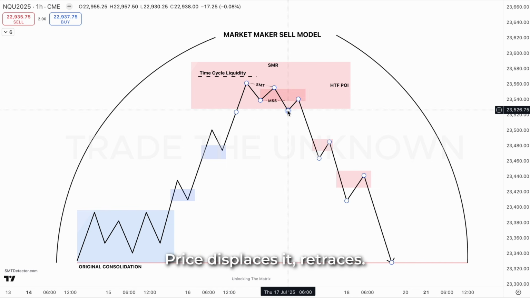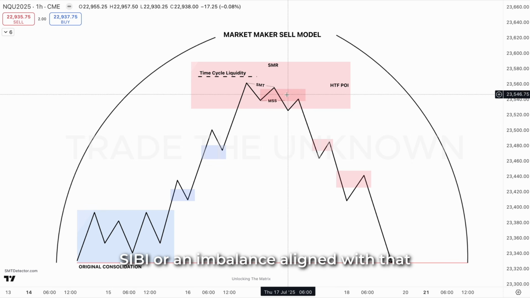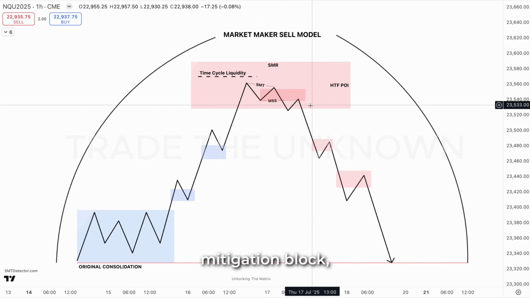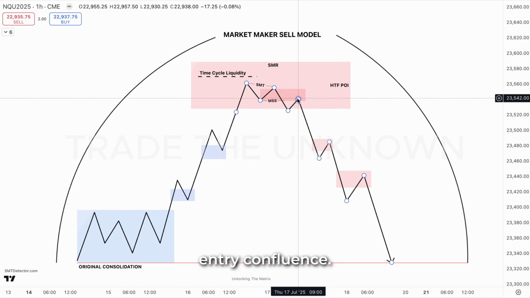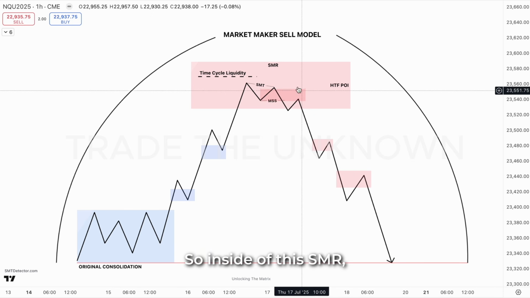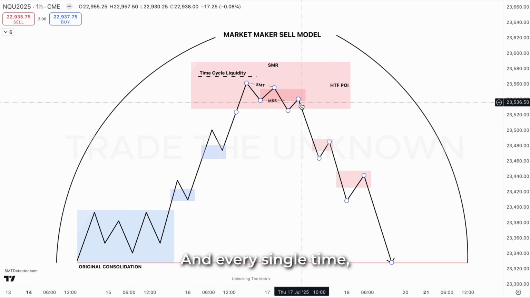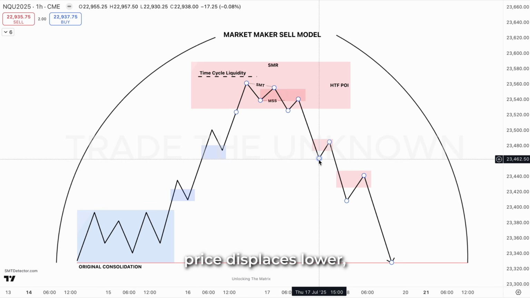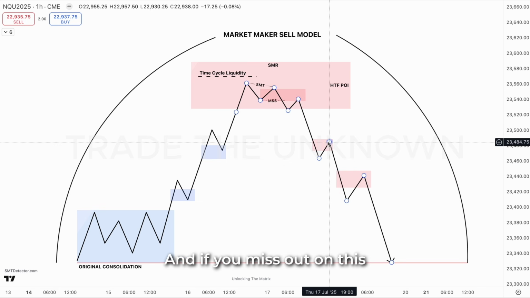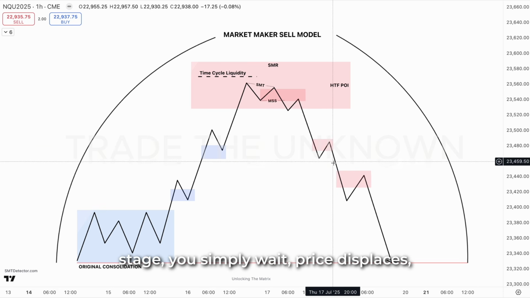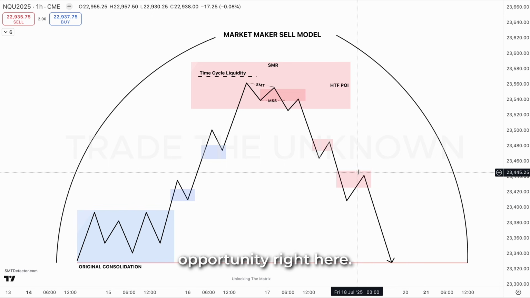Price displaces, retraces, and when you have a SIBI or an imbalance aligned with that mitigation block, price retraces. That's a very strong entry confluence. So inside of this SMR, smart money is going short. Every single time price displaces lower, there's another opportunity, short right here. And if you miss out on this stage, you simply wait, price displaces, retraces, there's another shorting opportunity right here.